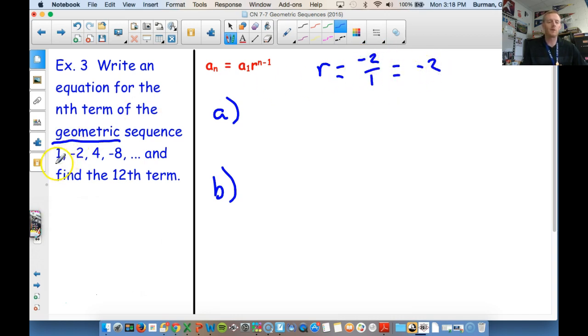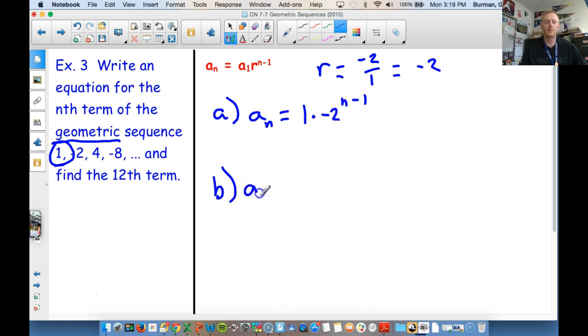And then our first term is this 1. So in our writing here, we're going to have a sub n is equal to the first term, which was 1, times r, which is a negative 2, to the n minus 1 power. So this is my geometric sequence. This is just writing the equation because we know what our first term is, and then we had our common ratio and n minus 1.